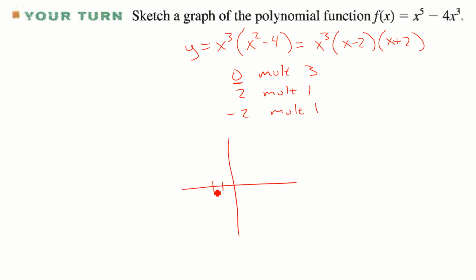Our important points are -2, 0, and 2. We are crossing everywhere. This is an x to the 5th, positive, so we're going to finish going up on the right. On the left, we're going down. So let's go ahead. Cross, cross, cross, and there we go.